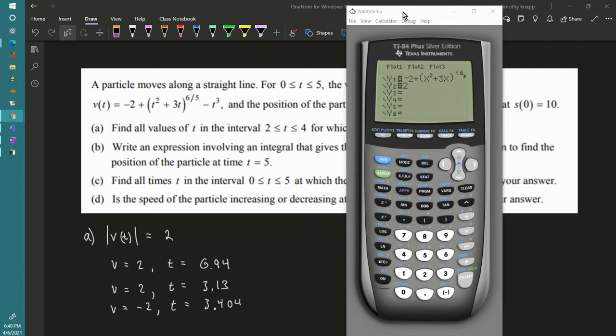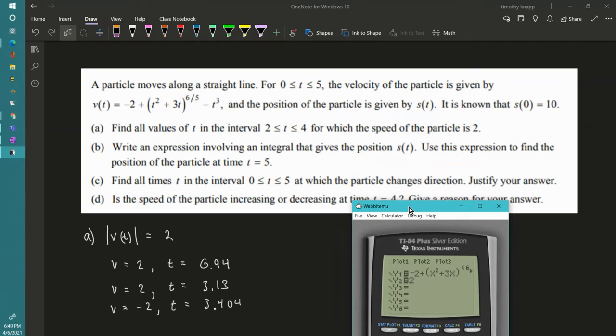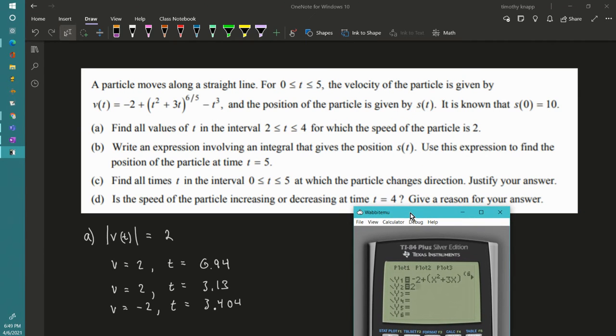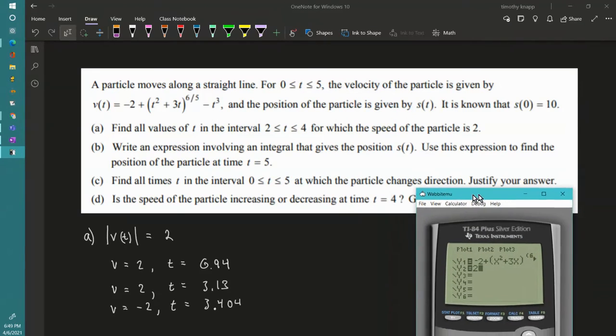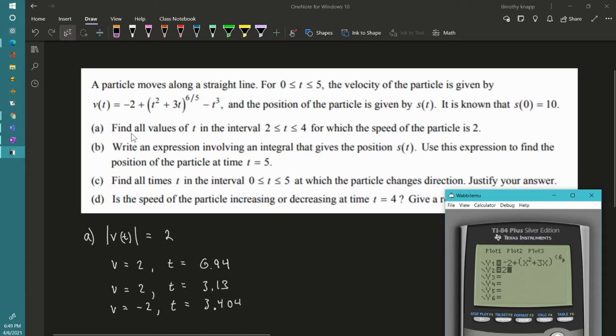Hey everybody, so here we're doing a free response question. This is from 2013. It says a particle moves along a straight line, gives an interval, and we want to know when is the velocity for part A. Here's the velocity function given. Okay, they also give us an initial condition here.